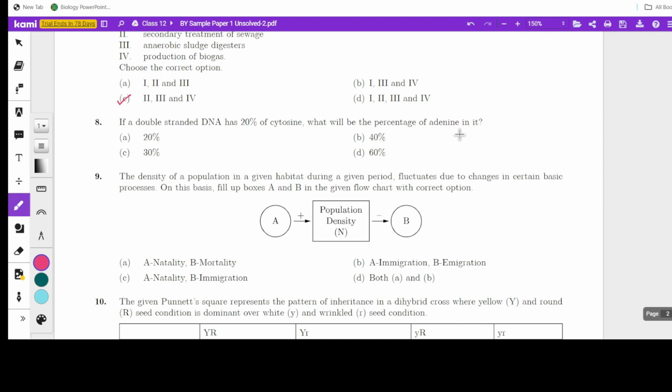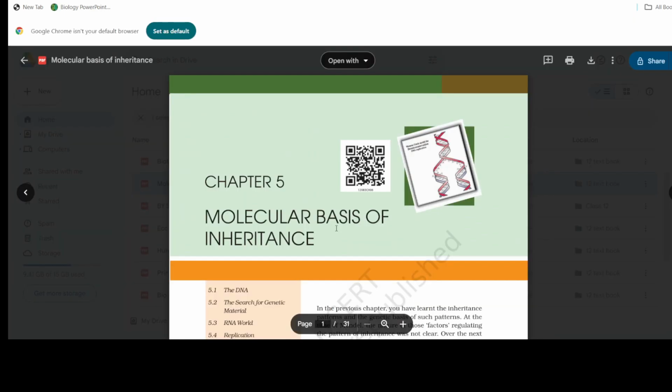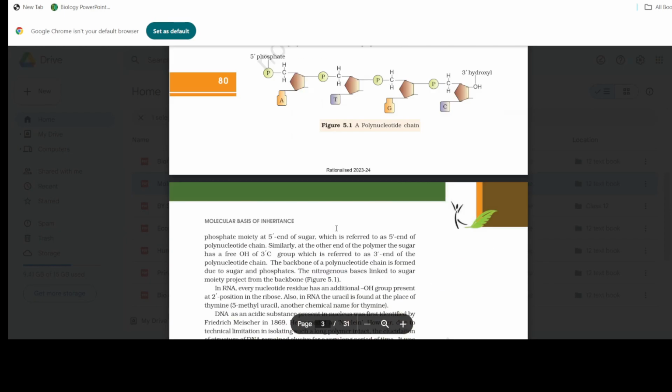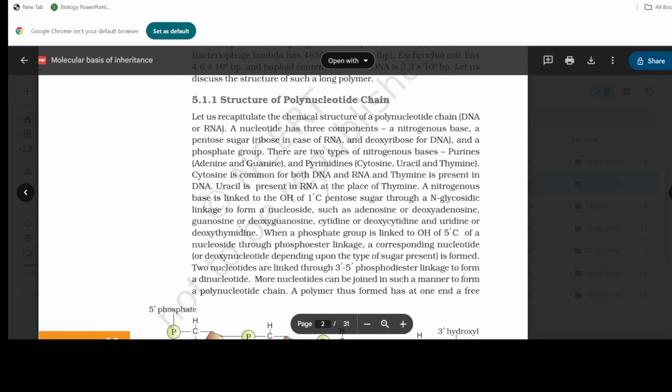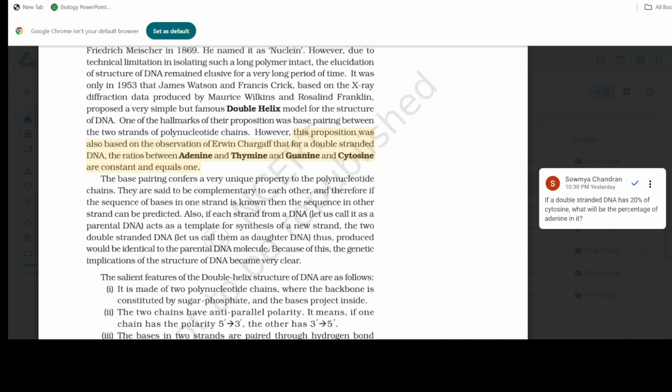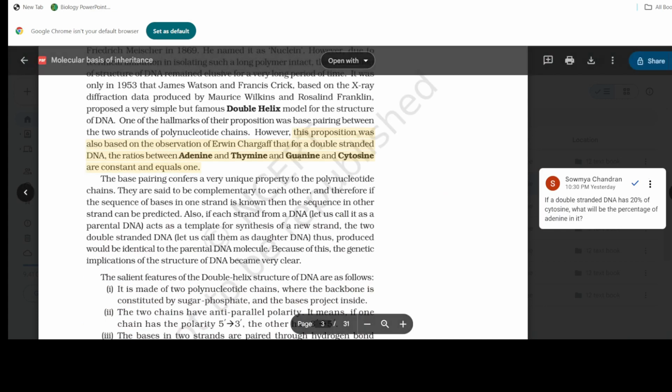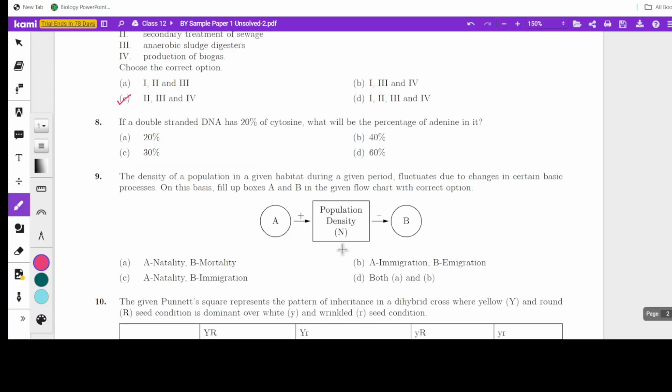In the previous question paper which we have discussed, we checked Erwin Chargaff's rule. Do you remember? So let us get into that rule again from the textbook. Molecular Basis of Inheritance. Under Erwin Chargaff's rule, under the structure of polynucleotide chain, they are talking about Erwin Chargaff's rule, where he states that the ratio between adenine and thymine, and guanine and cytosine, are constant and equals 1. So this can be interpreted in 2 ways. So we'll get into the question.